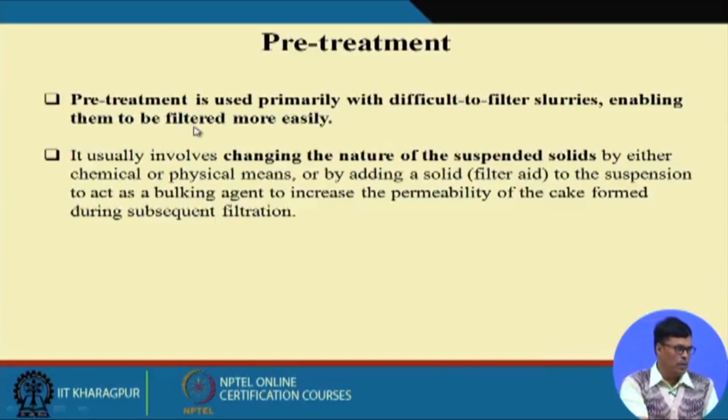Let us talk a little bit about pre-treatment. It is used primarily for difficult-to-filter slurries, to enable them to filter more easily. It usually involves changing the nature of the suspended solid by either chemical or physical means, or by adding a filter aid to the suspension to act as a bulking agent to increase the permeability of the cake forming during the subsequent filtration. Let me tell you this.